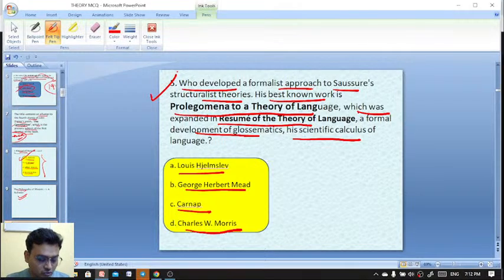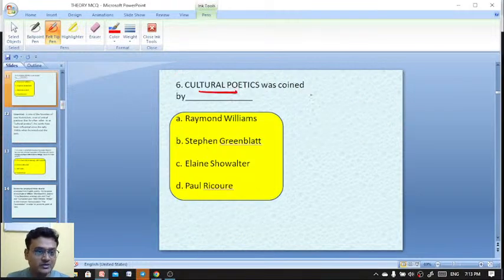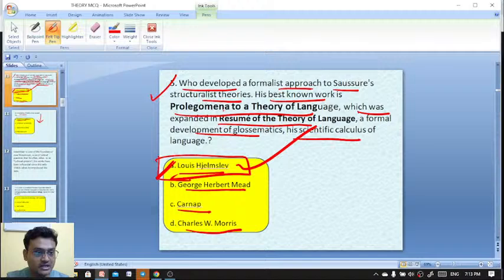What would be the right answer? Okay, so do like the session as well. So here the right answer is Louis Hjelmslev. A is the right answer. Chalo. Next question. Cultural poetics was coined by whom? A very important work.